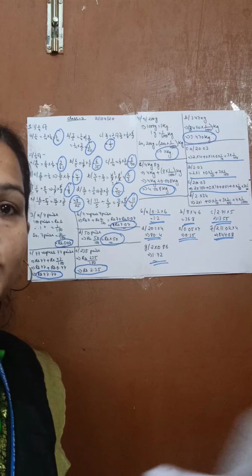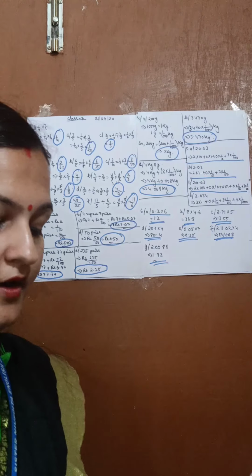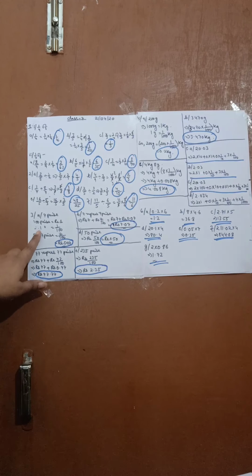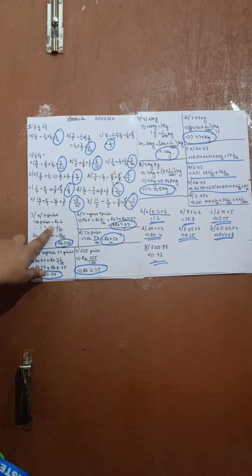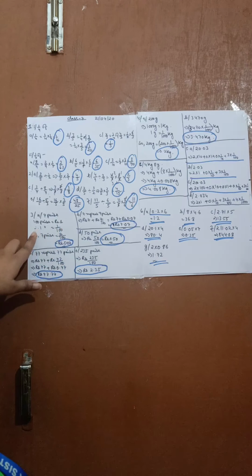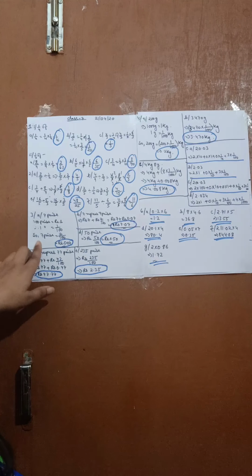So let's move to question number 3. Express as rupees using decimals. Number A is 7 paise. So 7 paise means you have to convert this into rupees. So 100 paise is equal to 1 rupee, we all know. So 1 paise is equal to 1 by 100 rupees. So the question is 7 paise.